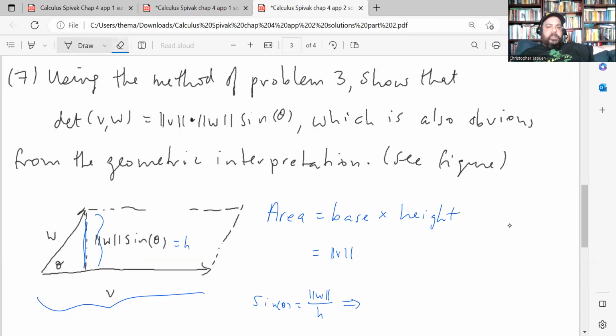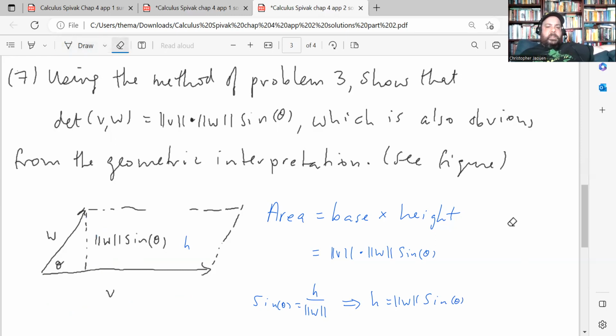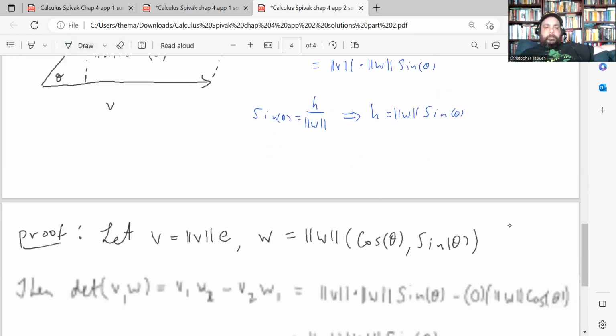whoops, I wrote that upside down, sorry. Opposite over hypotenuse, H over length W. And that means that H has to be length W sine theta. So the height here is length W times sine theta. So that's just from the picture. You could see that from the geometry, right? But he wants us to prove that using the method of problem 3. So let's finish that up.